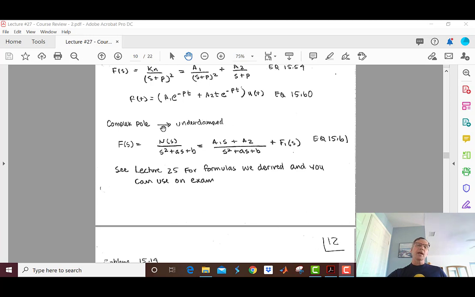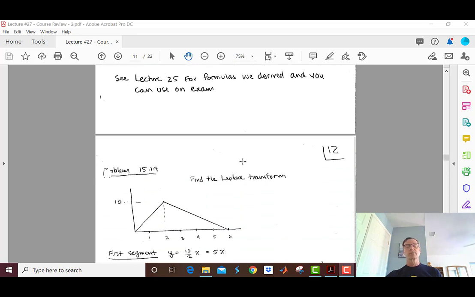And finally, for the underdamped or the complex pole, go to lecture 25 and get those formulas that we derived and use those on the exam. Have those on your cheat sheet. I don't want you to rederive that whole mess. I want you to be able to use those formulas. And I can guarantee you, if you write them down and you don't practice them, you're going to have a tough time using them. So you really have to know what you're doing when you use them. But I want you to use those. I don't want you to rederive this stuff on the exam.